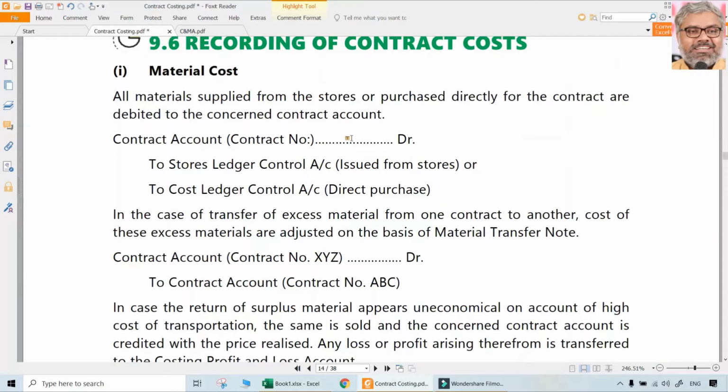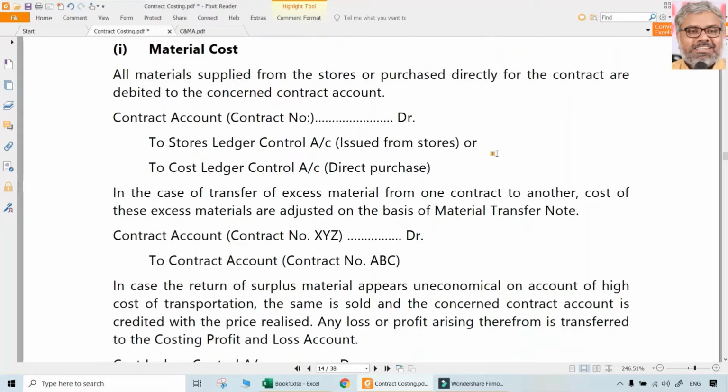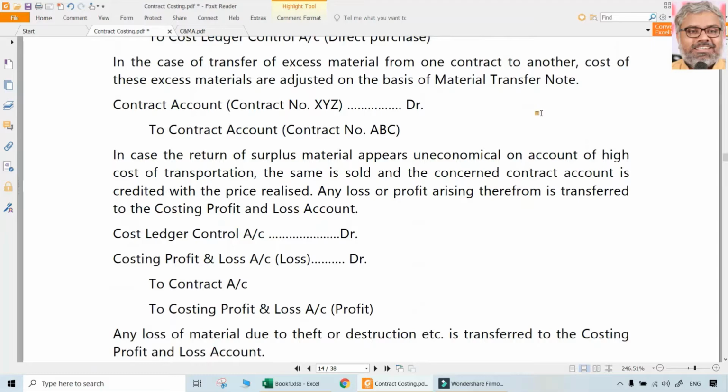So if materials are issued to the contract, then contract account debit to stores ledger control account if they are issued from stores, or to cost ledger control account if they are direct purchases. If there are contracts shifting materials between themselves, then contract number 1 account to contract number 2 account, like that also can happen. The receiving contract will get debited, the sending contract will get credited. That is also another possibility.